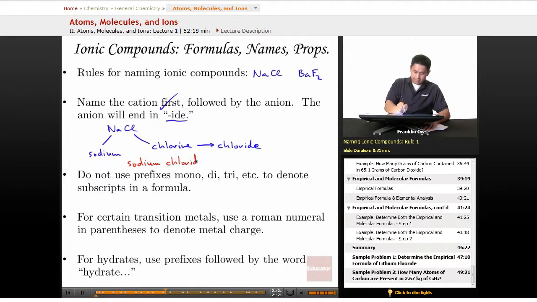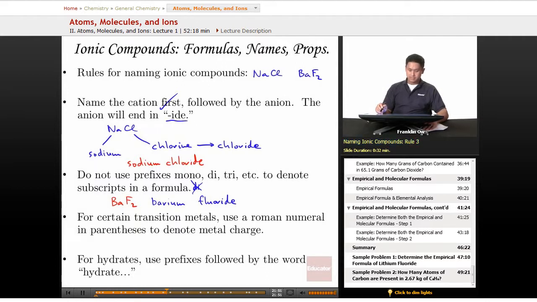Very simple. Okay. You do not use prefixes mono, di, tri, etc. to denote subscripts in a formula. So something like, for example, BaF2. Okay, let's go ahead and name it. So that's going to be barium followed by fluoride. Okay, and you do not say difluoride. So again, we ignore the prefixes.